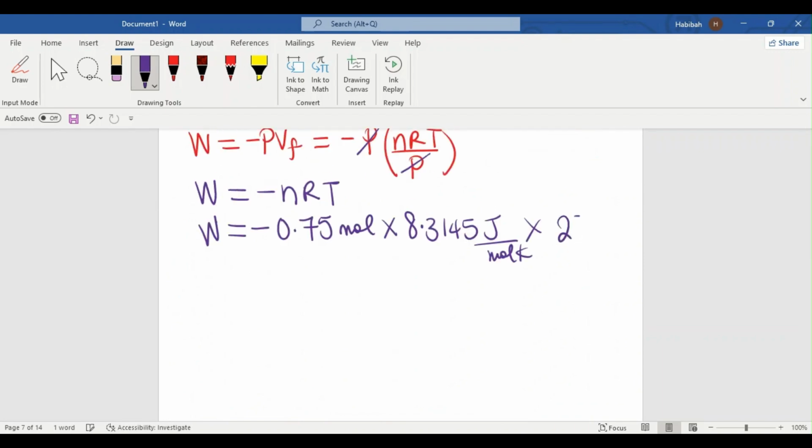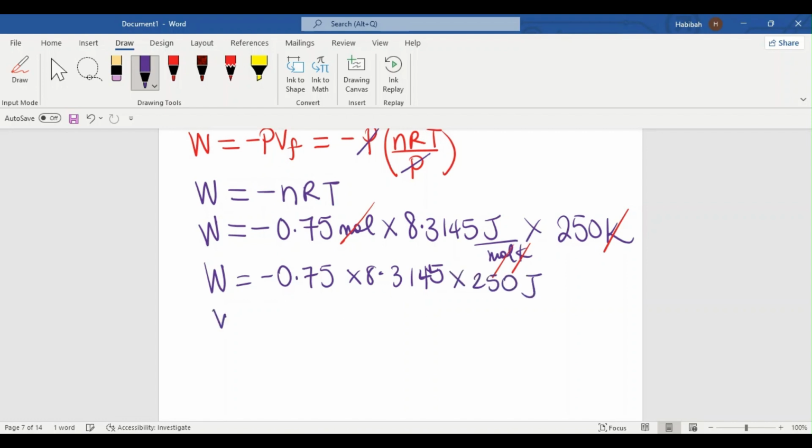250 kelvins. So of course, we do the math, cancel out the units first, cancel out the Kelvin and the number of moles, and we just multiply. So that will be W equals negative 0.75 times 8.31415 times 250, all of that joules. So W equals negative 1558.969 joules. So that's basically what's going to be the answer right here.